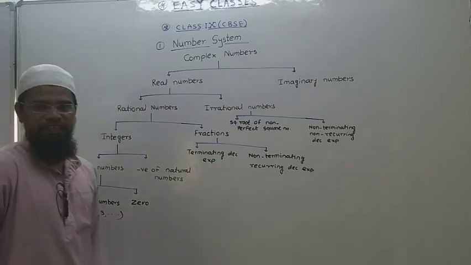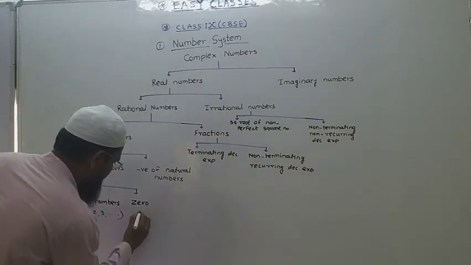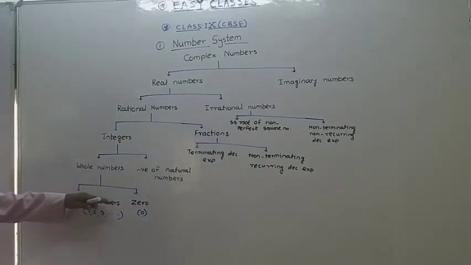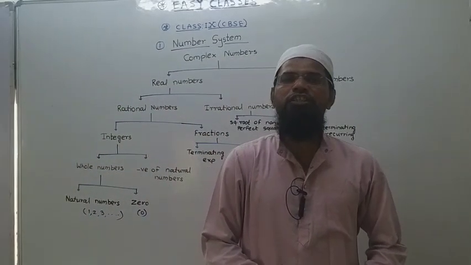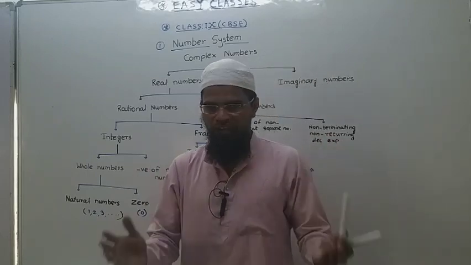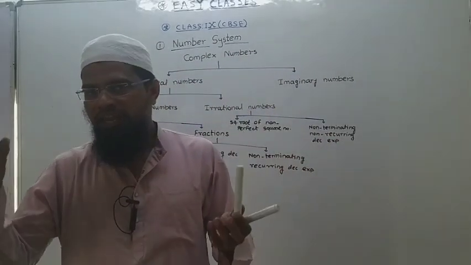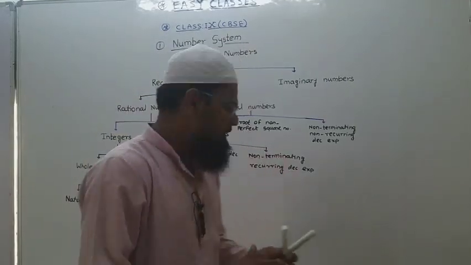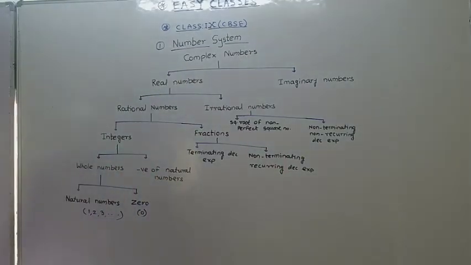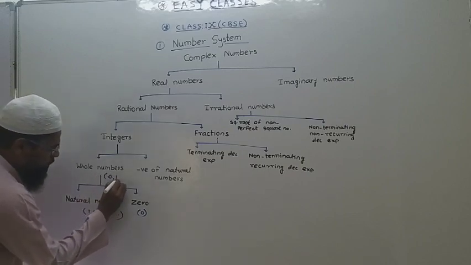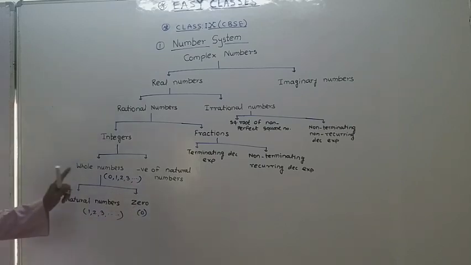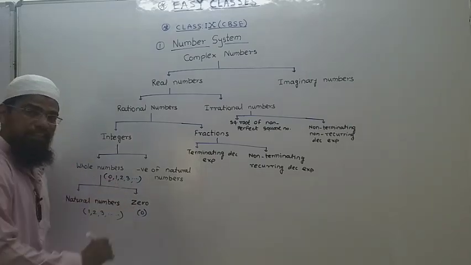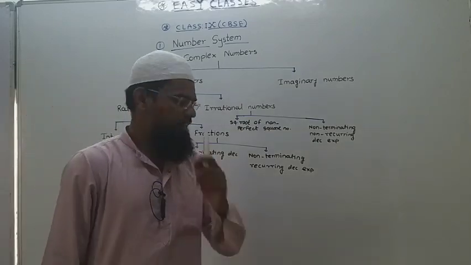After that, here 0. After that we concentrate on whole numbers. Now what is a whole number? Whole number is nothing but the combination of natural numbers and 0. All natural numbers and 0 make the whole numbers. So whole numbers start from 0, 1, 2, 3 and so on. We can say that the smallest whole number is 0.